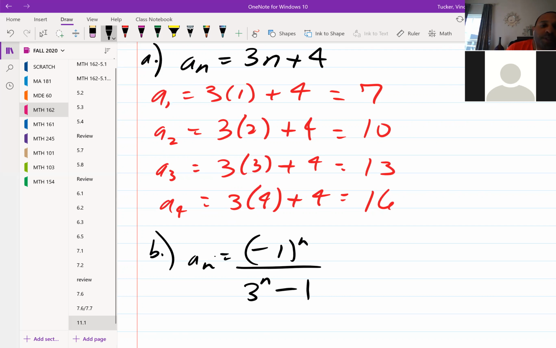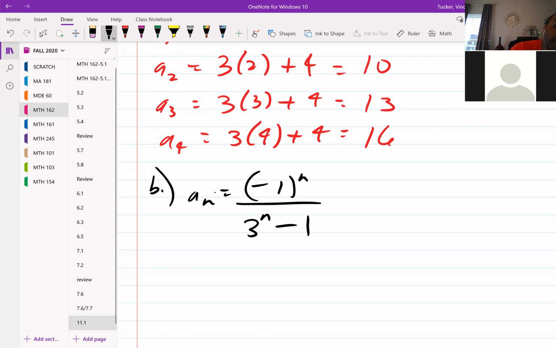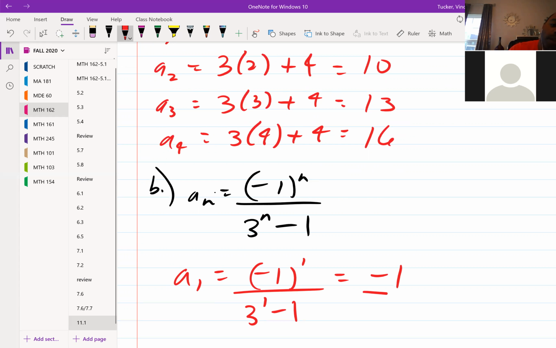All right, so for B, we have a sub n is equal to negative 1 to the nth power over 3 to the nth power minus 1. So make sure we're careful with our n's and our exponents and all the good stuff like that. So a sub 1 is going to be negative 1 to the first power over 3 to the first power minus 1. That would be negative 1 over 3 minus 1, which is 2.